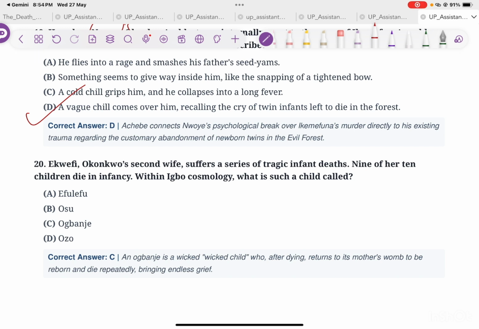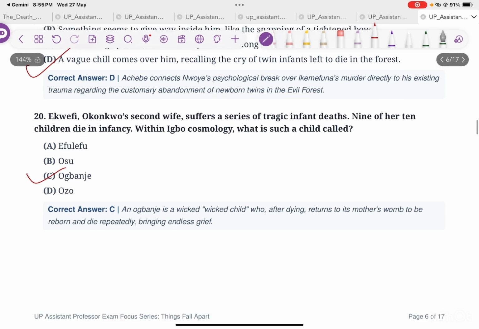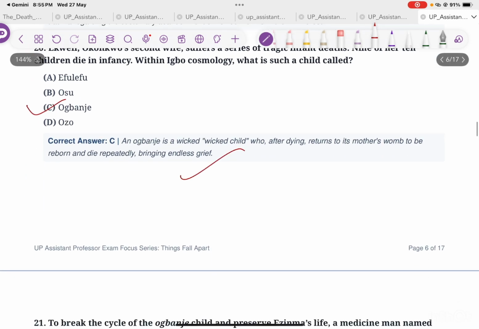Ekwefi, Okonkwo's second wife, you remember this name, Ekwefi, it can be asked in the exam, suffers a series of tragic infant deaths. Nine of her ten children died in infancy. Within Igbo cosmology, what is such a child called? It's Ogbanje. An Ogbanje is a wicked child who after dying returns to its mother's womb to be reborn and die repeatedly, building endless grief.